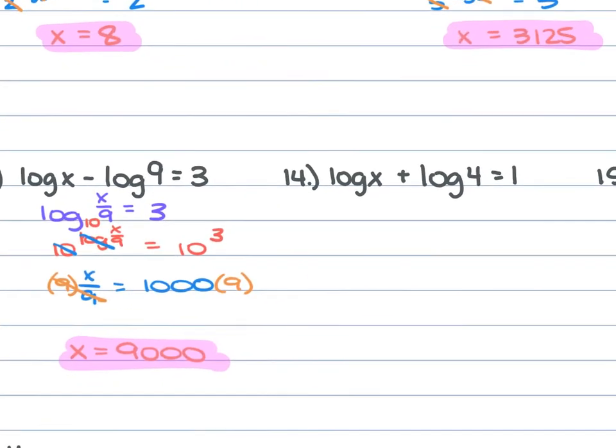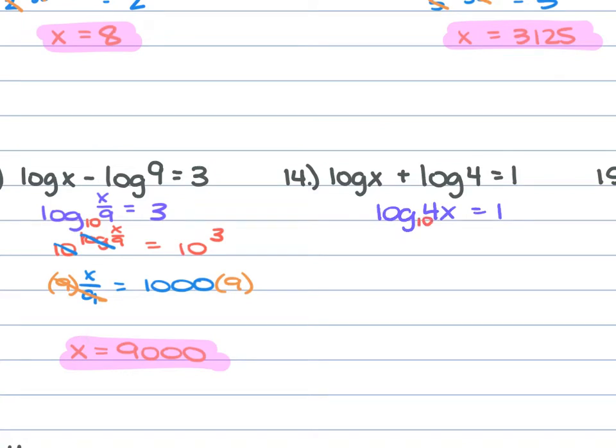For 14, we have log x plus log 4 is equal to 1. So because the addition is there, we're going to multiply the x and the 4. So we're going to have log of x times 4, which is 4x, is equal to 1. Our invisible base again is 10. So this is 10 to the power of log 4x is equal to 10 to the first power. The 10 cancels out the log, so that way we just have the 4x is equal to 10. We divide each side by 4. And x is equal to 5 over 2.